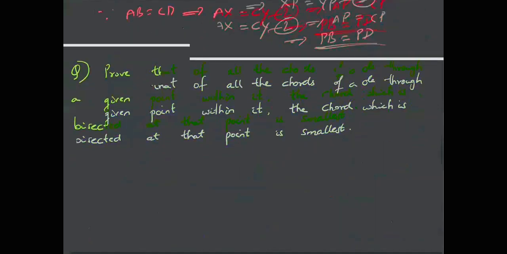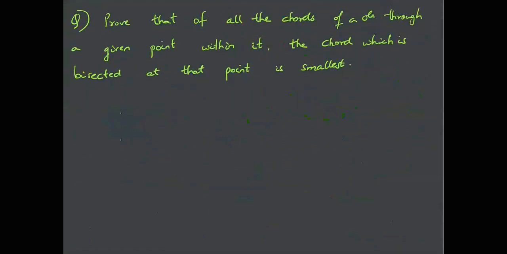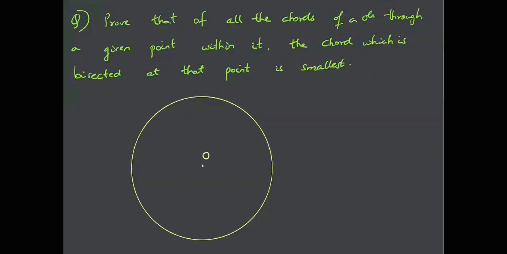Yes, let us move to the next question. So prove that of all the chords of a circle through a given point within it, the chord which is bisected at that point is the smallest. So say this is a circle with center O, and all the chords of a circle through a given point within it. So let us say this is a point P.